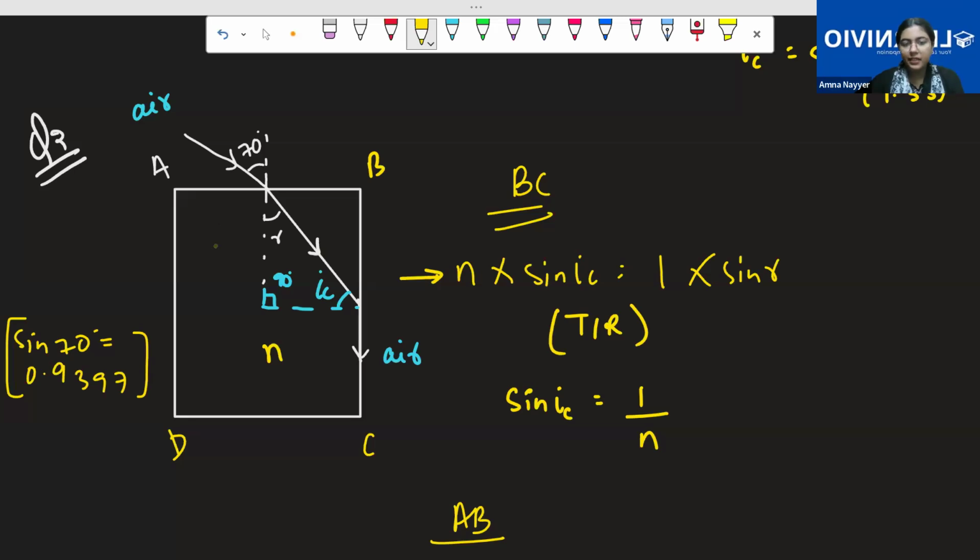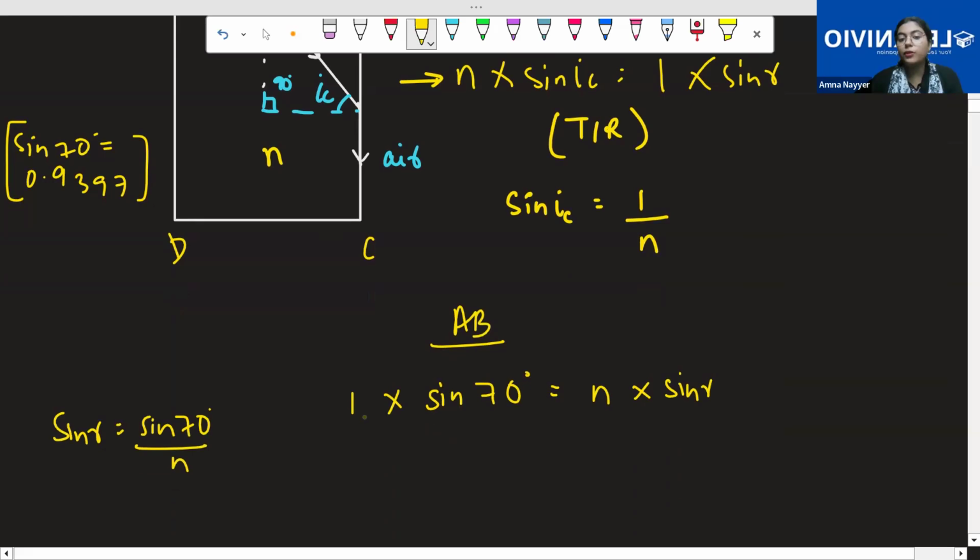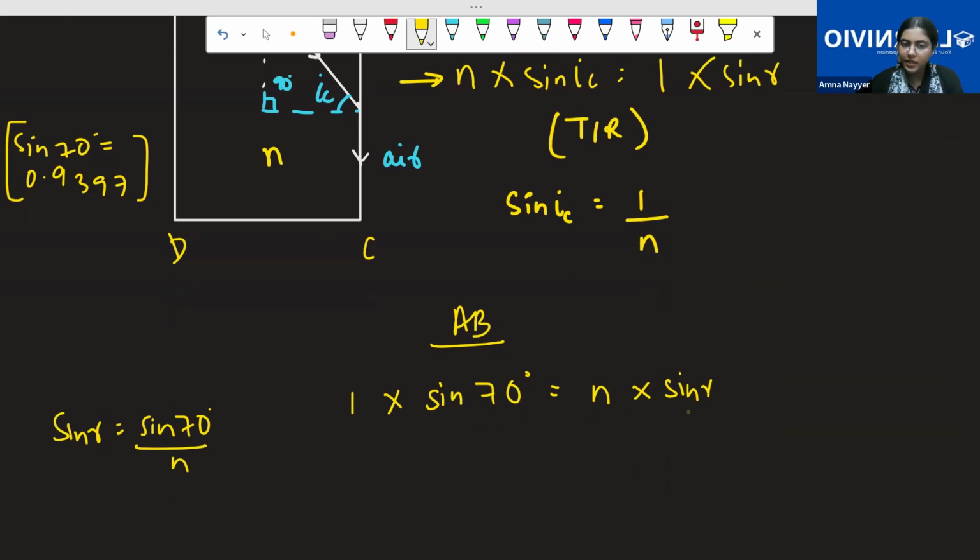The medium's refractive index here is n. This is how you apply Snell's law. Take that refractive index, multiply it with the sine of the angle. So this is at point 8. As you told me, 1 into sine 70 is equal to n into sine r, right?